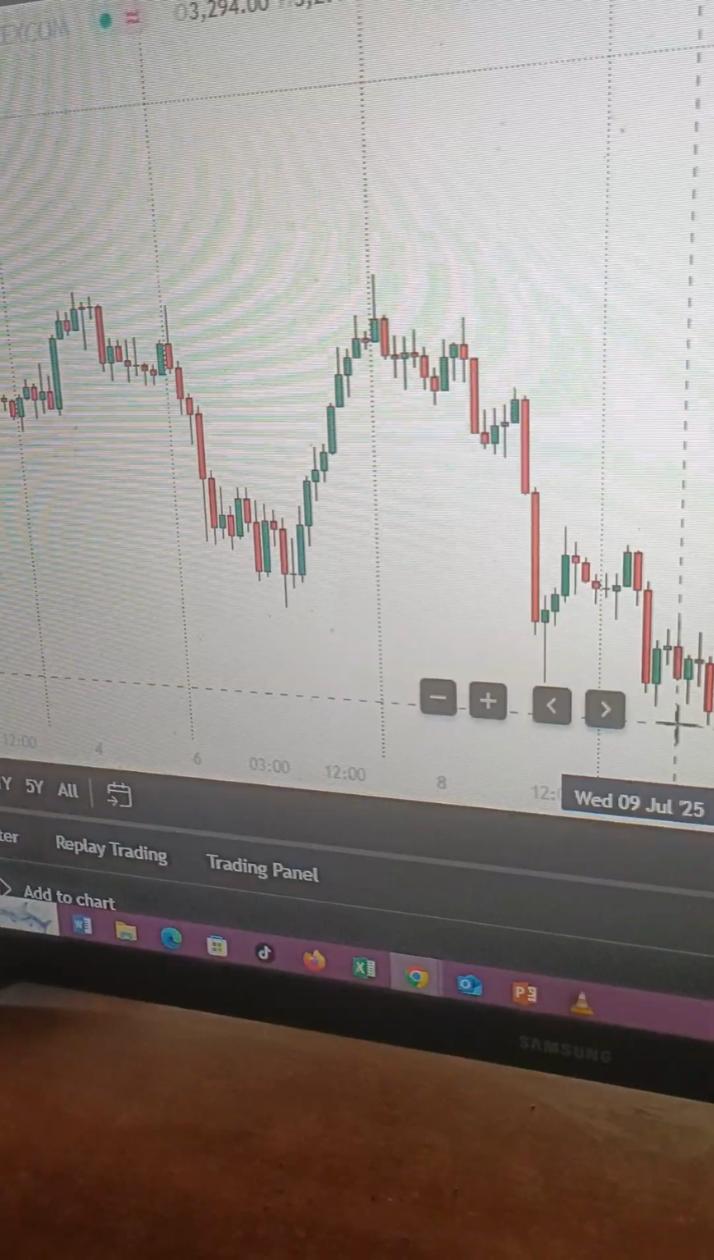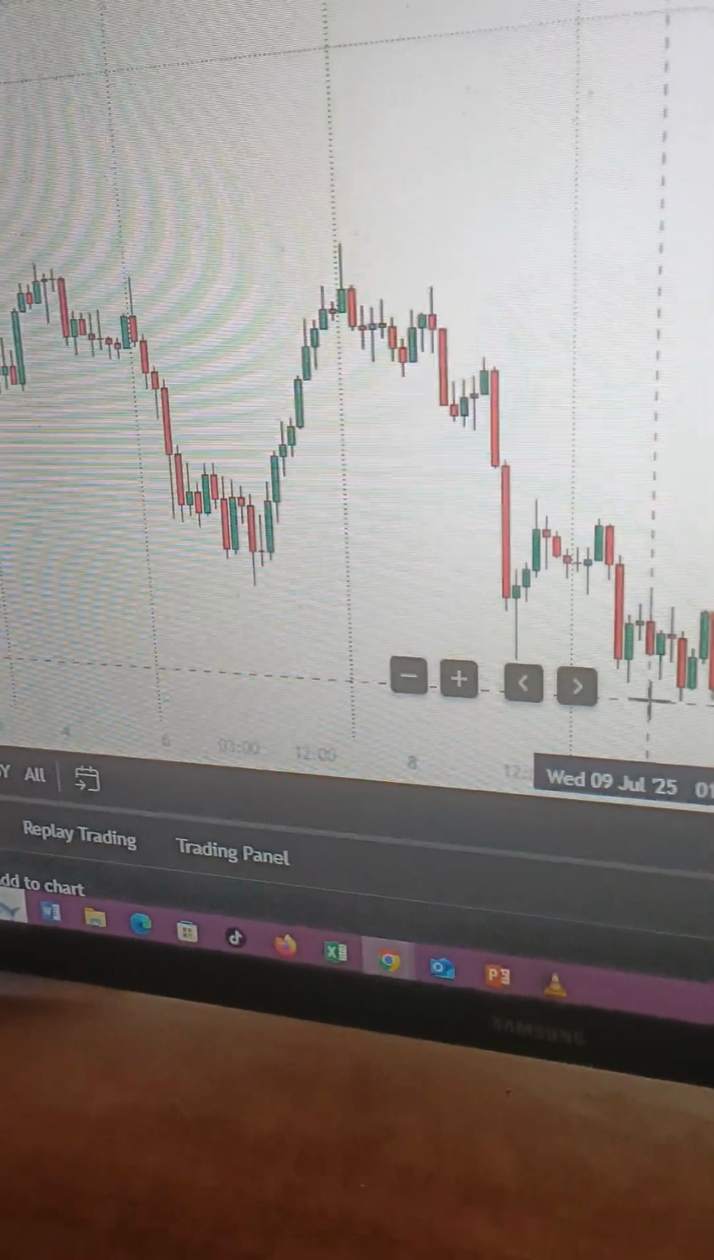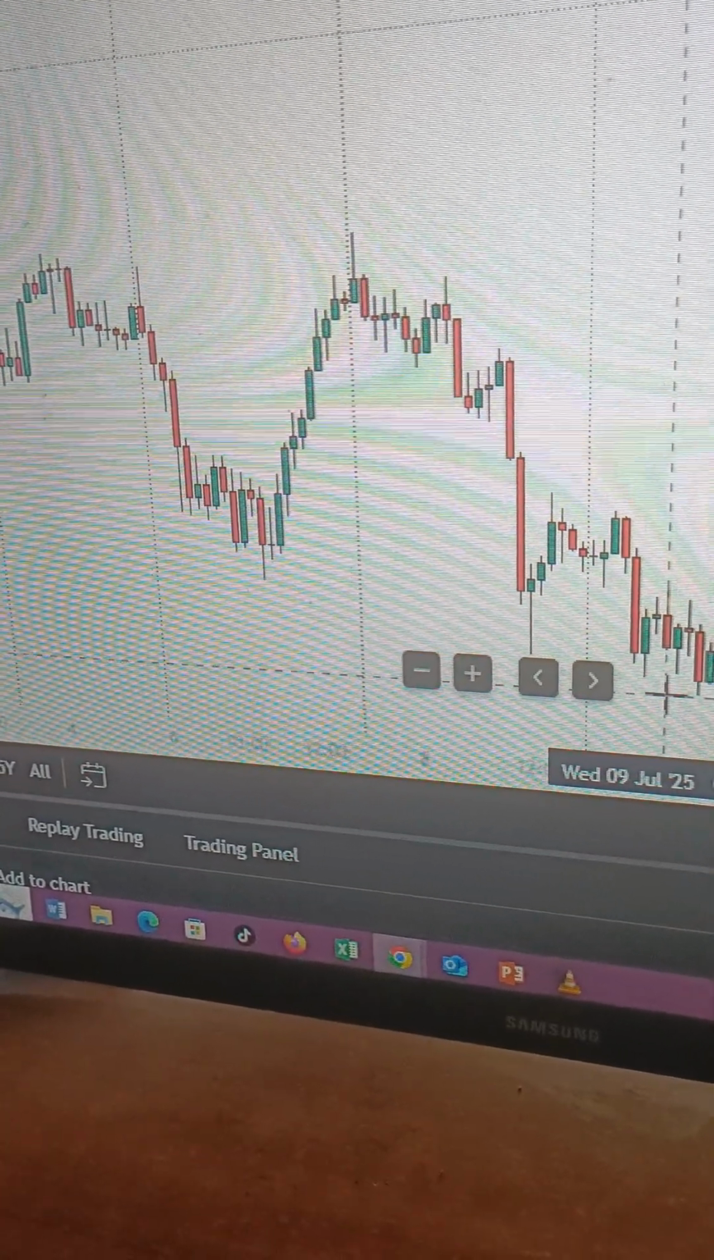Hi guys, I hope you have seen what has happened about the prediction we had made about how the market was going to react.